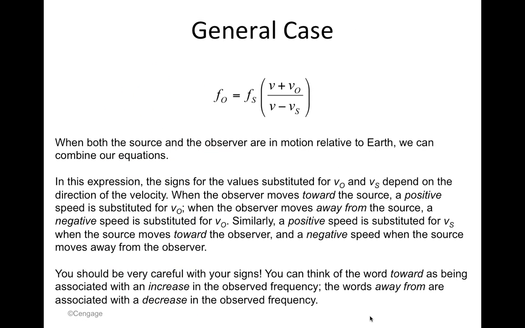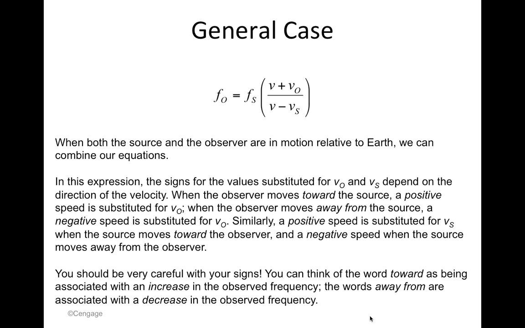A lot of people say, or I should say a lot of physicists will say, that you can just take this general case formula, and if you know this general case, you're able to deduce all of the other ones. The thing with this, you have to be careful with your signs. As you're going through and reading this slide here, the signs for the values substituted for the velocity of your observer and the velocity of the source depend on the direction of your velocity.